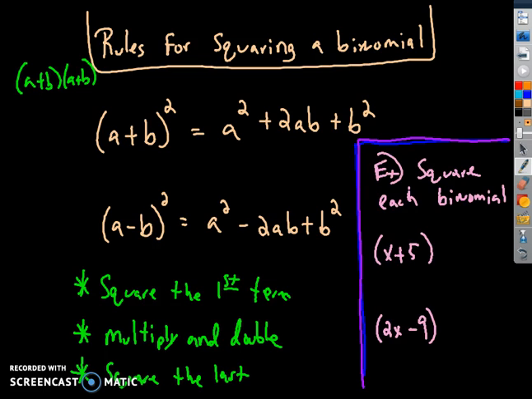So take both of these, x plus 5 and square it, then take 2x subtract 9 and square it. And see if you can figure it out without my help first. Then check mine to see if you got it right. So pause the video. All right, so you gave it a shot.